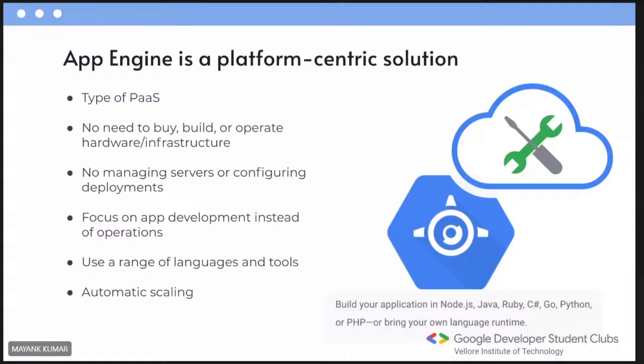App Engine also allows automatic scaling. So as more users come to your application, it scales out. And you have options available from a variety of languages like Node.js, Java, Ruby, C Sharp, Go, Python, and PHP. And you also have the option that you can bring in your own language runtime. It's a little advanced concept, and we will not be covering it during this session. But of course, you can read about it on App Engine's help page.